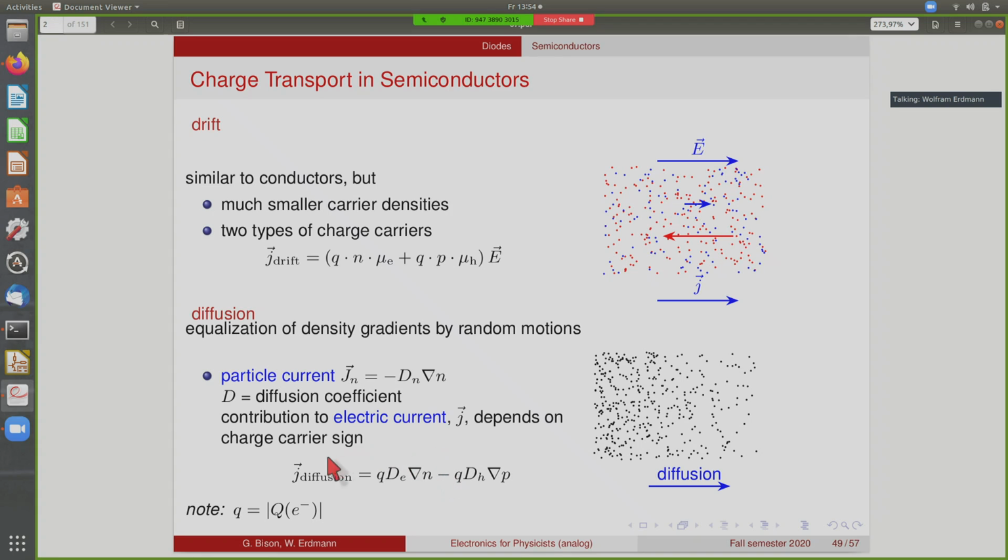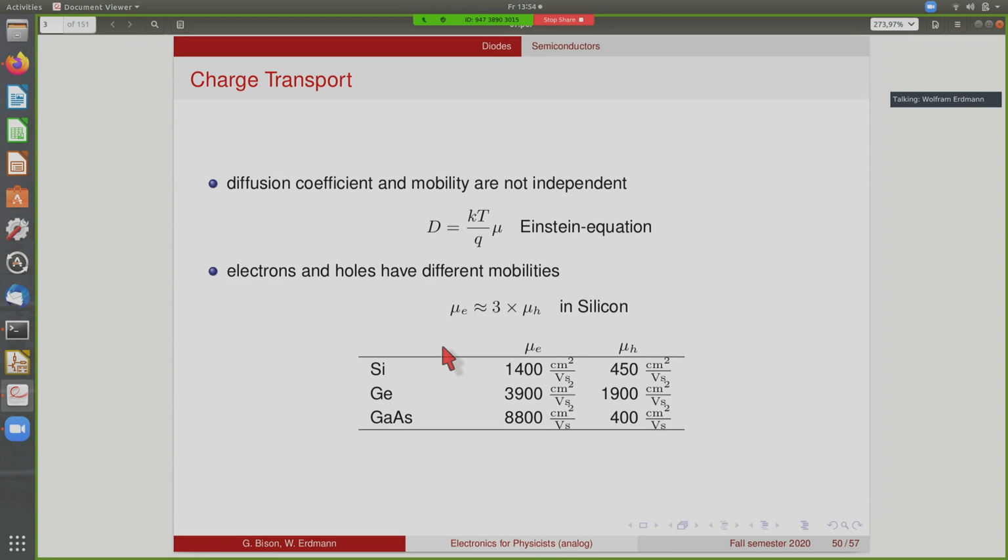So it enters the total current with opposite signs here because the charge of the electrons is opposite to the charge of the holes. Here by q I denote the absolute value of the charge of an electron. The relevant coefficients, the mobility and the diffusion coefficient, are actually not independent. This seems plausible because they're both related to the mean free path in the volume. And the relation between the two is called the Einstein equation. The diffusion coefficient is proportional to the mobility, multiplied by the Boltzmann constant and the temperature, divided by the charge. This is called the Einstein equation because he was the first one to discover it.